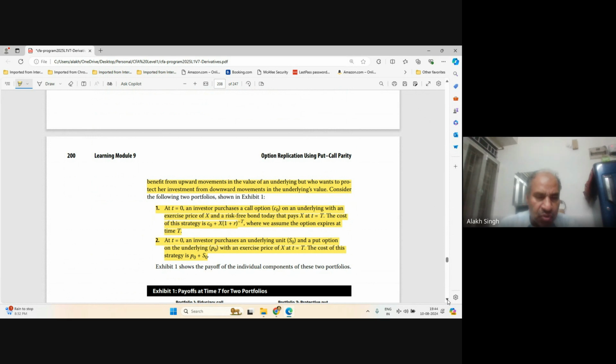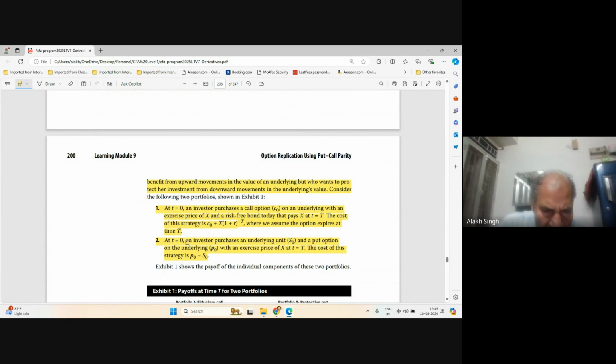Okay, so what is the situation? At t equal to 0, meaning the beginning, right now, an investor purchases a call option on an underlying with an exercise price of X, and a risk-free bond today pays X at t equal to T. So he has bought a risk-free bond as well. What did he buy? He bought a call and a risk-free bond.